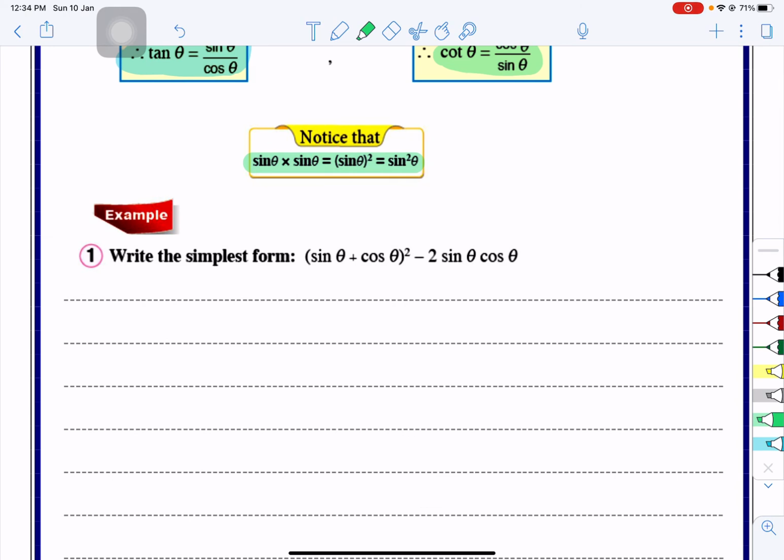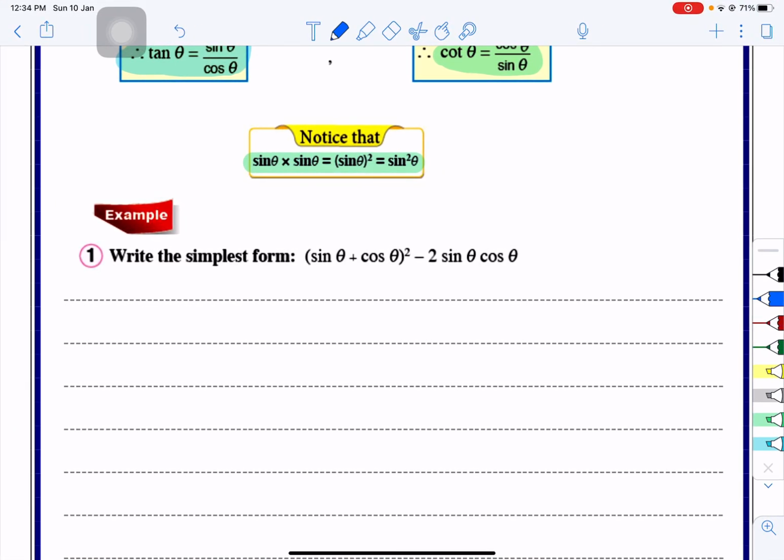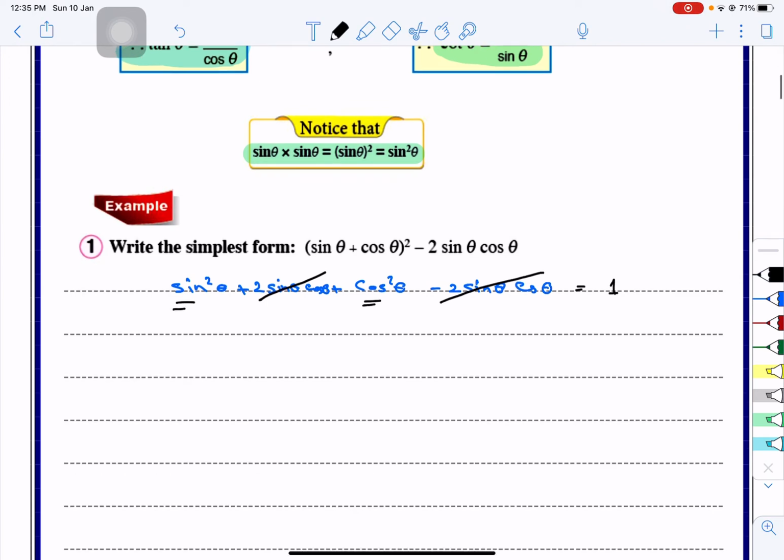Write the simplest form of sine theta plus cosine theta all to the power 2 minus 2 sine theta cosine theta. At first, distribute this bracket: sine square theta plus cosine square theta plus 2 sine theta cosine theta minus 2 sine theta cosine theta. Ignore this term with this term, and we know that sine square plus cosine square equals 1. Then the result will be equal to 1.